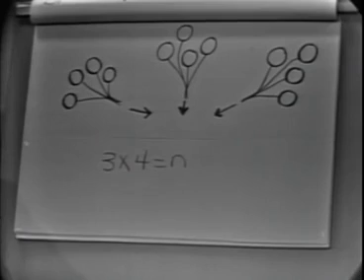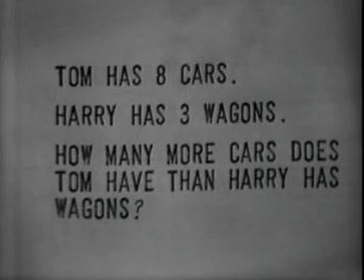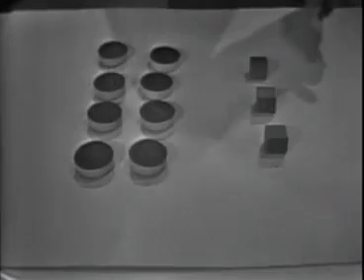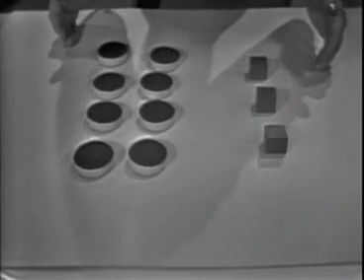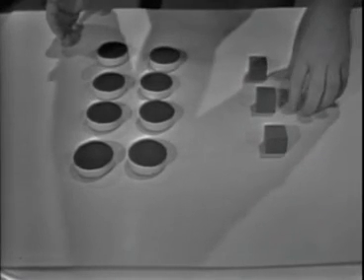But let's consider still another problem. Tom had 8 cars. Harry had 3 wagons. How many more cars does Tom have than Harry has wagons? Let's use these objects to help us think about this problem. The wagons, the cars.